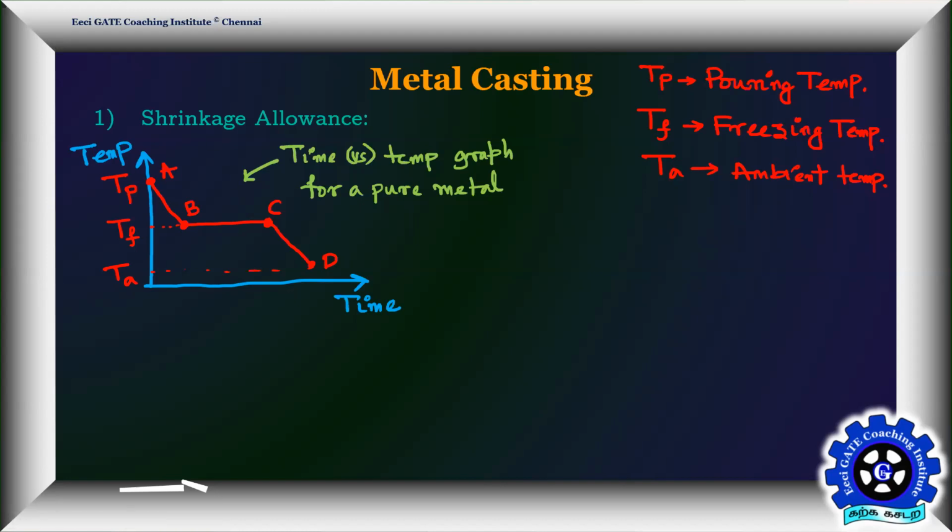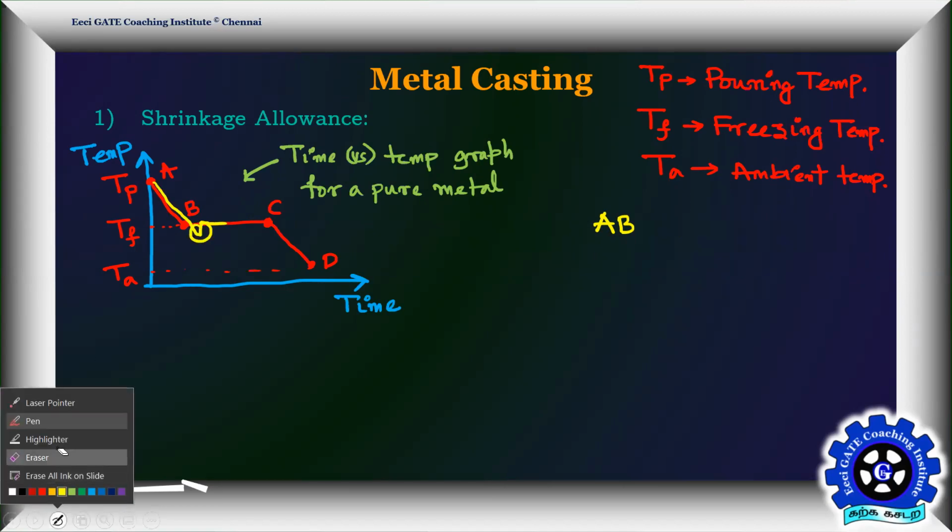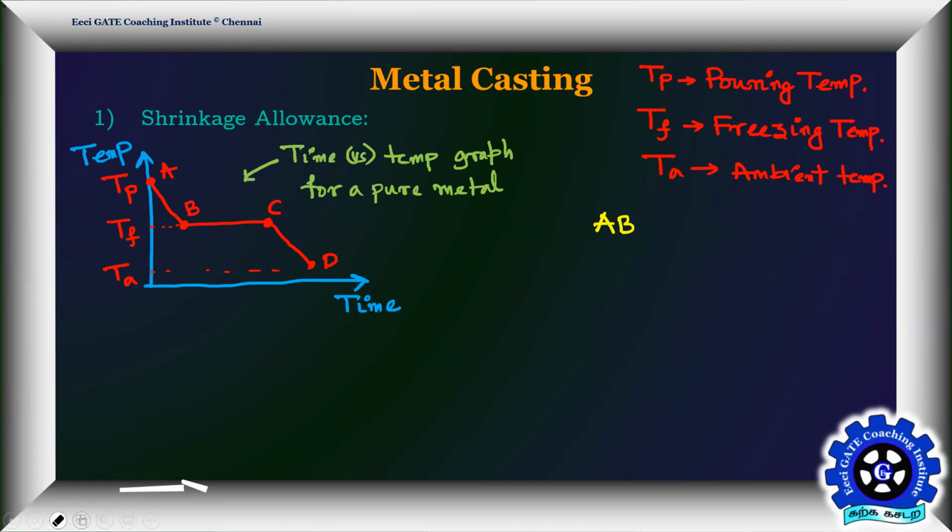So if you see, what is AB? AB is completely in liquid state. Am I right or wrong? AB is liquid state, right? Yes, sir. But one thing, sir, A to B won't be a straight line. It will be a slight curve. That's true, but I'm assuming it to be a straight line. Actually, there is a dip also. That is a little complicated, I'm not going to discuss that.